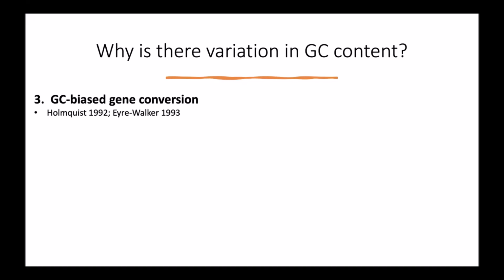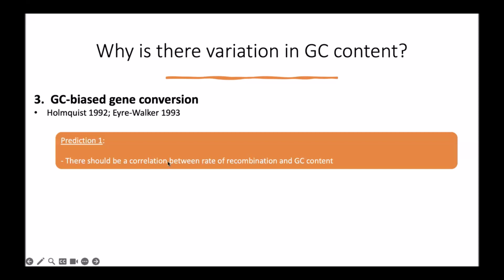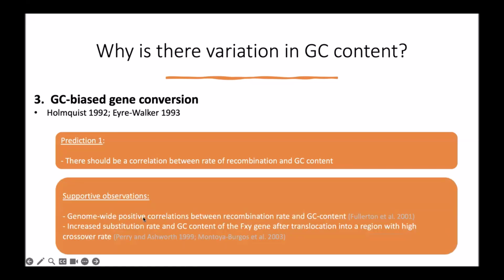Given that neither selectionist nor mutational models provided a satisfactory explanation, focus shifted towards the third hypothesis, which is GC-biased gene conversion. The first strong prediction of this model is that there should be a correlation between the recombination rate and the GC content. Over the years, we collected lots of data that support this prediction, but the first ones came from the mammalian genome. In the human genome, it has been observed that there is a positive correlation between recombination rate and GC content.